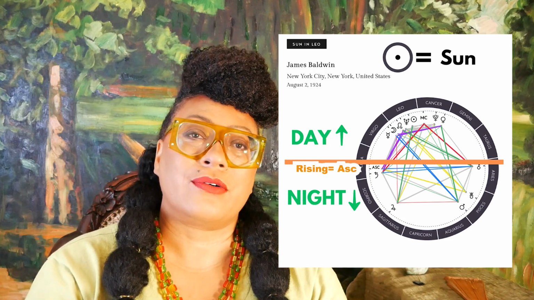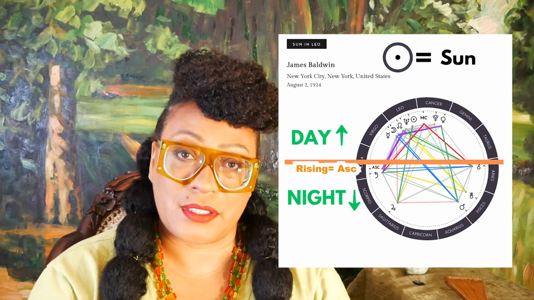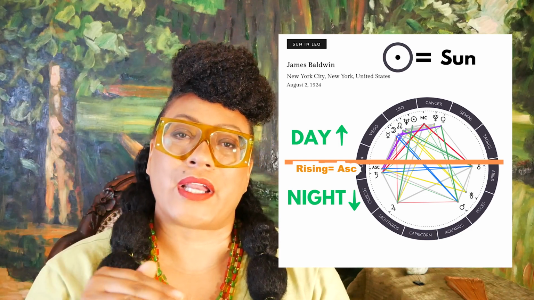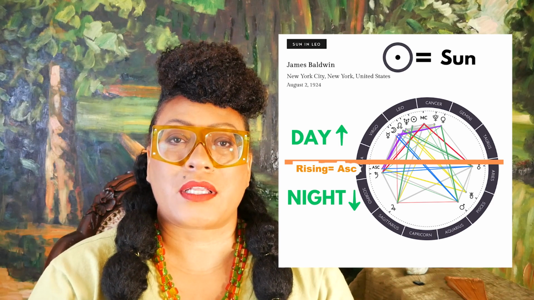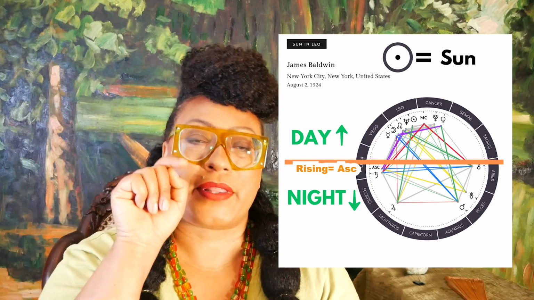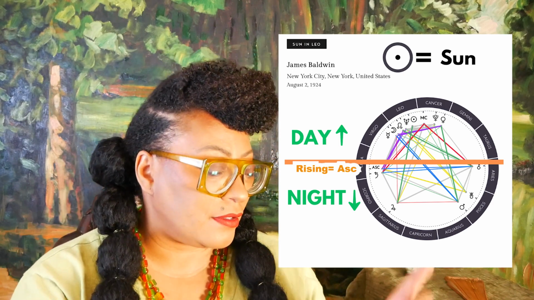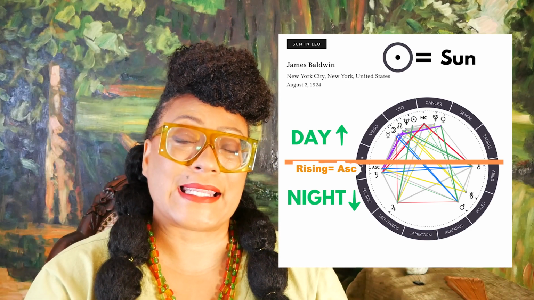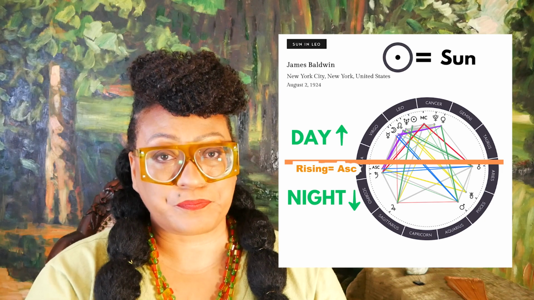And so I always look for where the sun is in the chart to understand, hey, is this a day or a night chart? The sun symbol is a little circle with a dot inside of it, and in this chart that is for James Baldwin, we can see that he has a day chart.